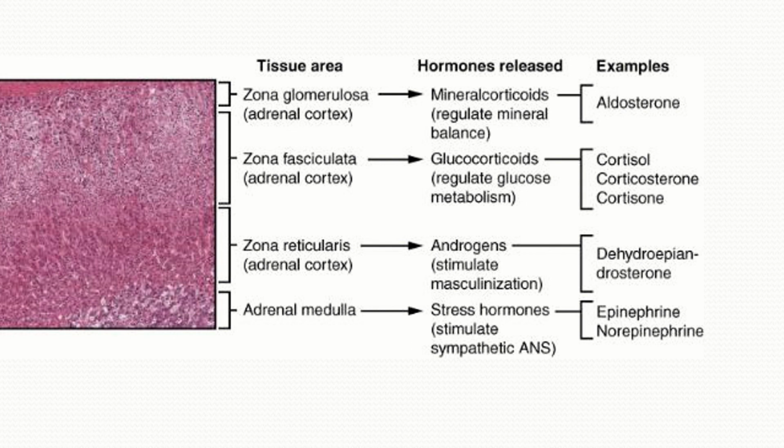The zona reticularis is going to release androgens such as dehydroepiandrosterone, and these stimulate masculinization. And then the adrenal medulla will release stress hormones such as epinephrine and norepinephrine, which will stimulate the sympathetic autonomic nervous system.